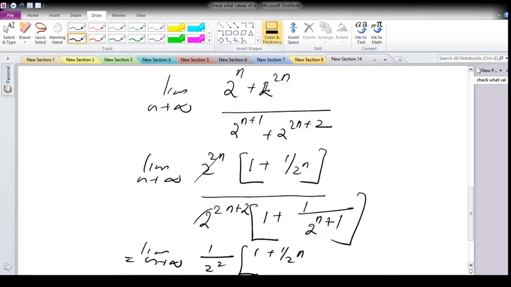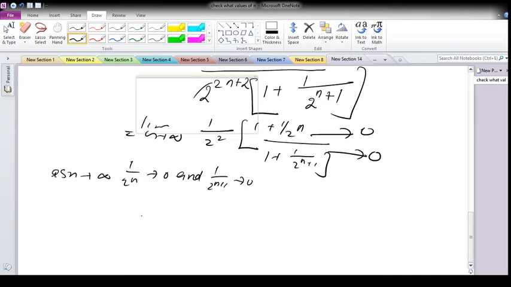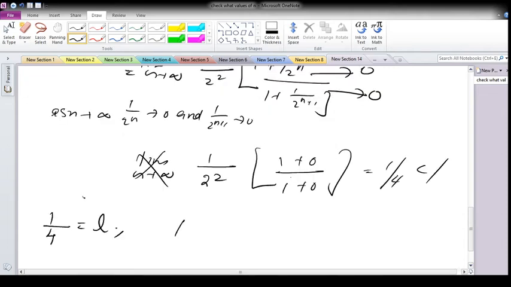As n tends to infinity, 1 by 2 power n tends to 0 and 1 by 2 power n plus 1 tends to 0. So you get 1 by 2 square times 1 plus 0 by 1 plus 0. So that is equal to 1 by 4, which is less than 1. So that 1 by 4 is L. So we can take R equal to 1 by L, which is 4.